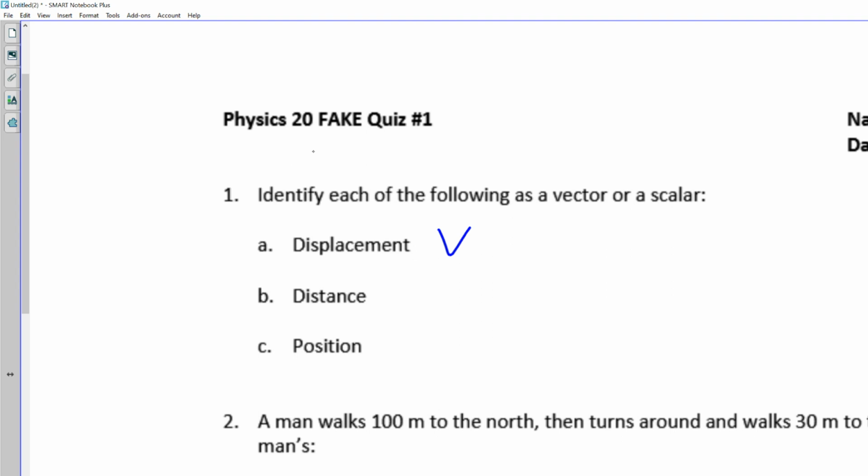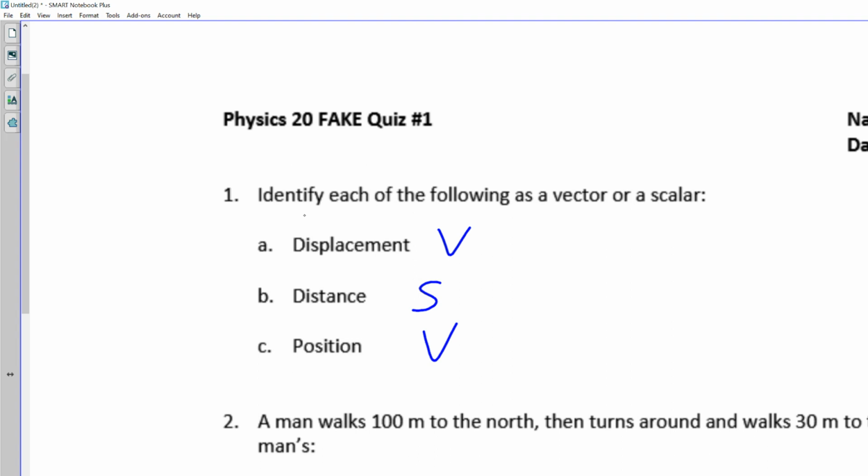Displacement is a vector. Distance is a scalar. Good. Only magnitude matters for distance. It's the odometer on your car, right? Position is a... Position is, Liam? It's a vector. Good. Position is a vector. So tomorrow I'm going to ask you a similar question. It's going to be asked a little bit differently, but basically you need to know some examples of vectors and examples of scalars.